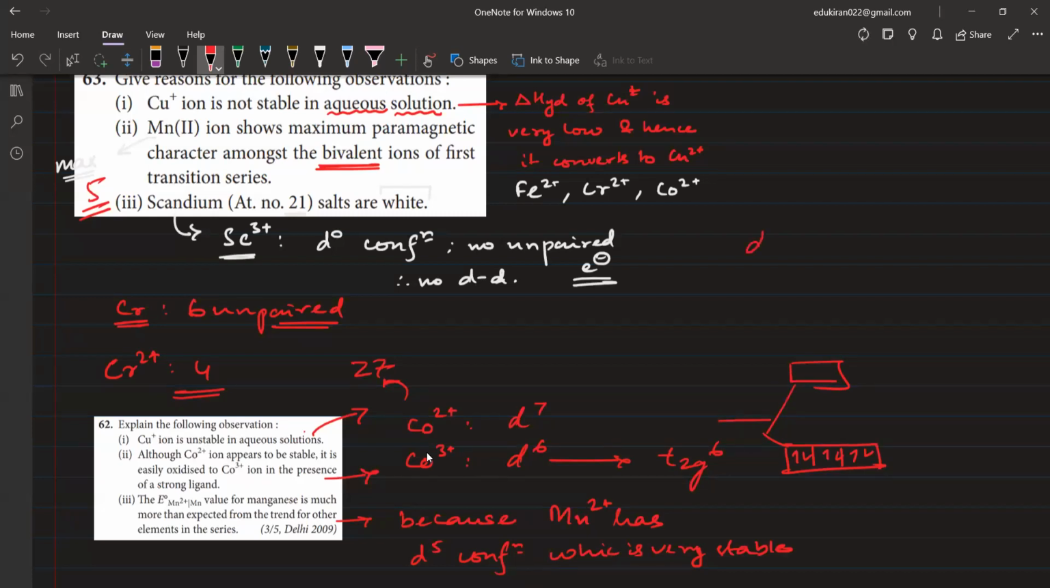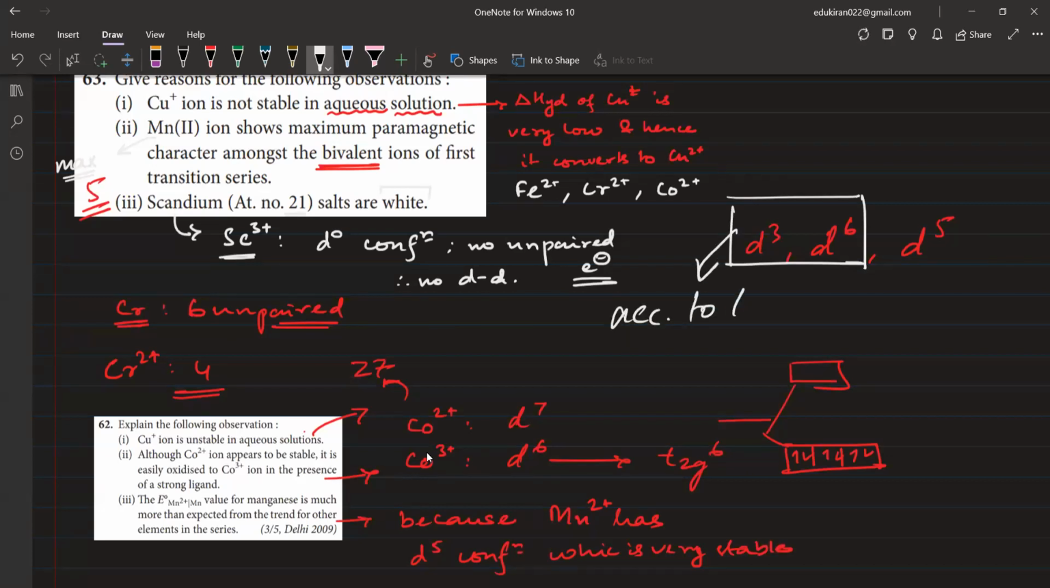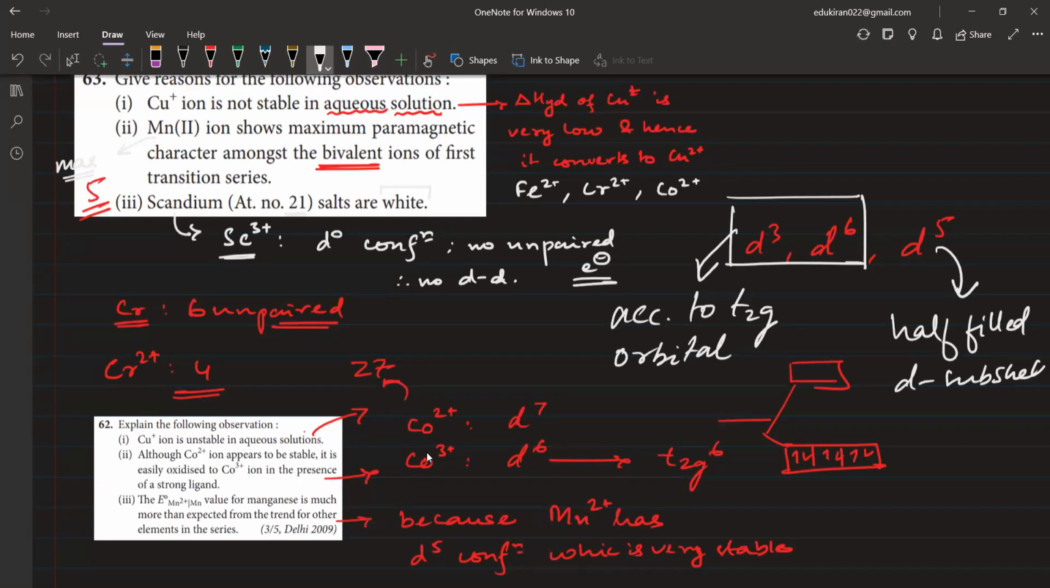ध्यान रखिएगा whenever you are getting d3, d6, d5 और ये d10 तो रहता ही है, ठीक है? So these three are important. If you are getting d3 and d6, you will answer according to t2g orbital. जब आपको d5 मिलेगा, you will just answer because it is half filled. Half filled d subshell. Okay. ये important है आपका because आप लोगों ने अभी coordination compounds नहीं पढ़ा है और उससे पहले you're having d block elements, right? That is why it is important.